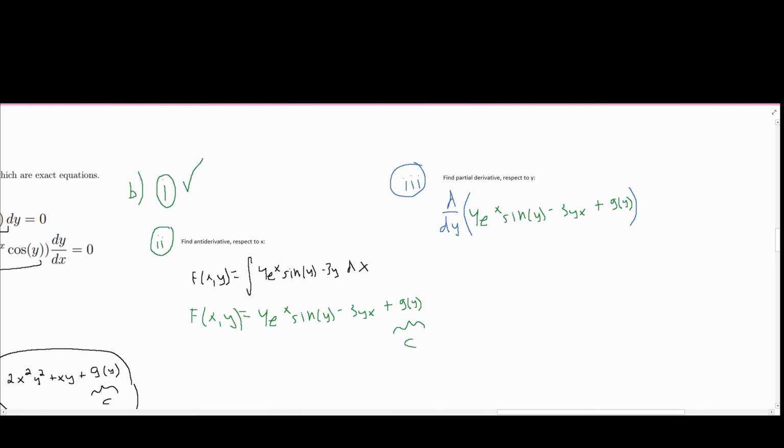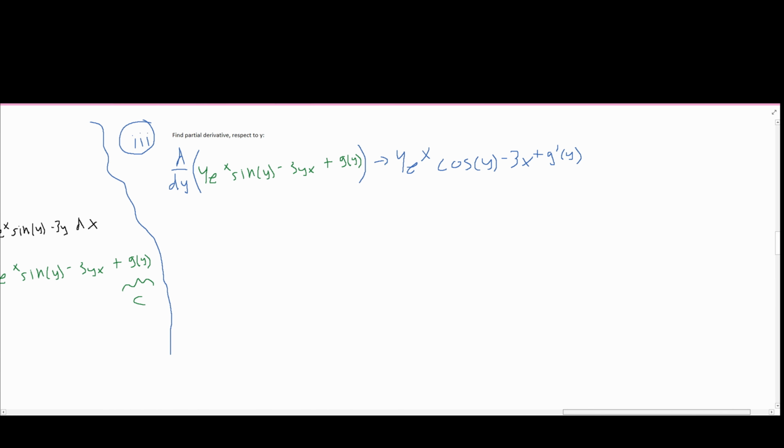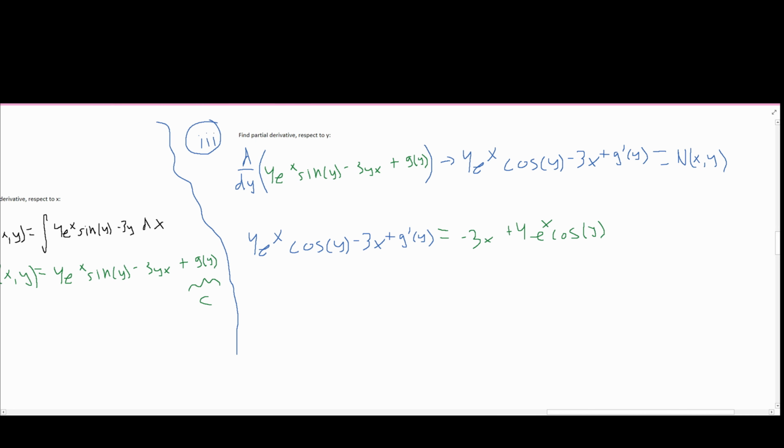So this is how we're going to write it. Now what we need to do is set this equal to N(x, y), just like we did in the last one, so we can find g prime y. After we set these equal to each other, we can see that the negative 3x's can cancel out, and the 4e^x cosine y can cancel out. Here we're left with g prime y is equal to 0.